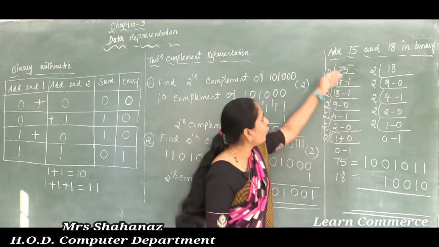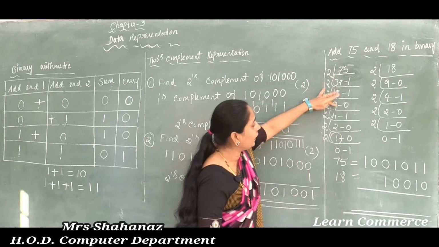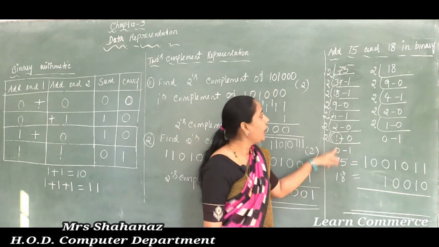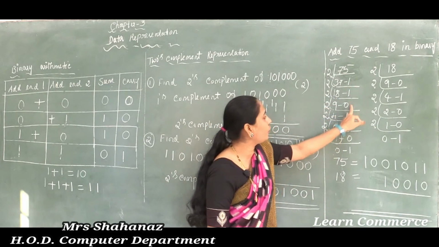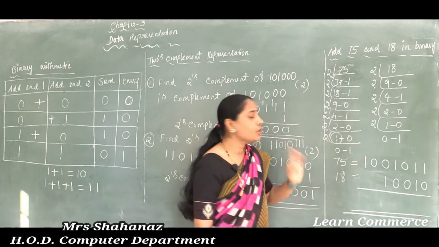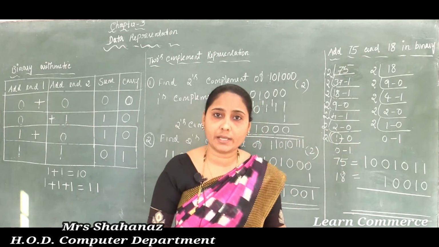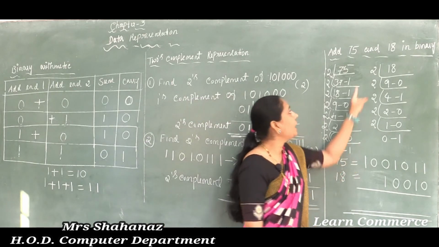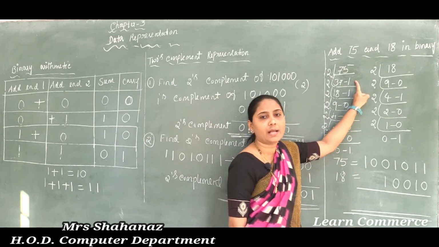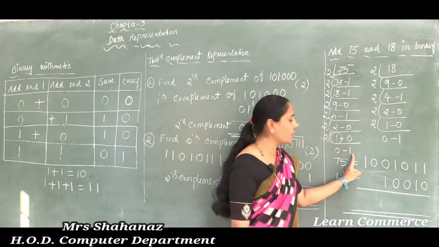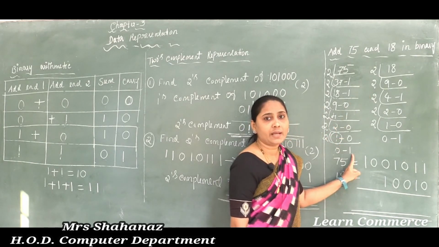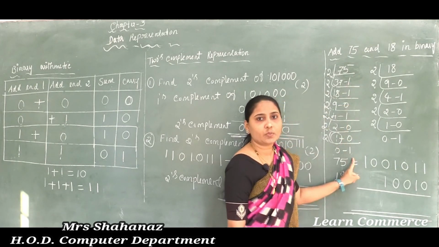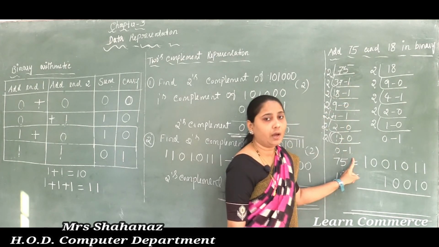Clear this one? So 37, 18, 9, 4, 2, 1, 0 all come under the quotient, and 1, 1, 0, 1, 0, 0, 1 are called the remainders. Clear this point here? And as we know how we write it, the first remainder is called the LSB, the last remainder is called the MSB.